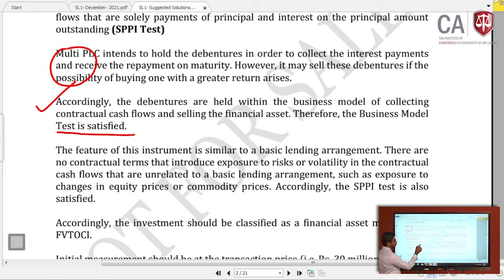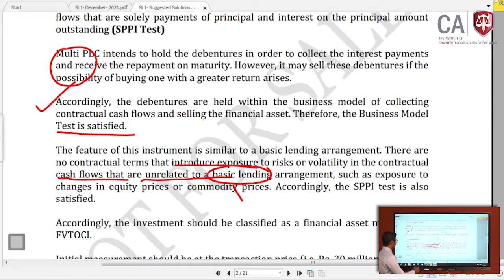The feature of this instrument is similar to a basic lending arrangement. There are no contractual terms that introduce exposure to risk or volatility. There are no share options, no convertible options, and no contractual cash flows unrelated to a basic lending arrangement. So basically, it's a basic lending arrangement. Only interest and principal are there, no conversion option, no other options.